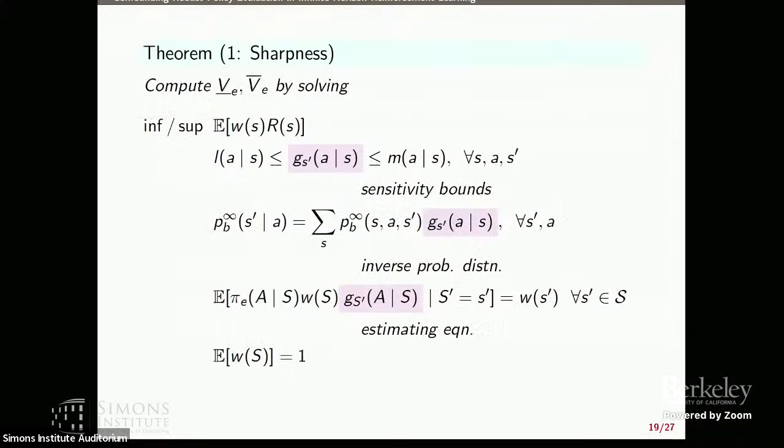set. Okay, so to put it all together, you can compute these upper and lower bounds by solving what is admittedly a hard non-convex quadratic program. You optimize over these G variables and the estimation variables W. You optimize over the sensitivity model, over the validity requirements that it's an inverse probability distribution, and you optimize over your partially identified estimating equation. So this is a kind of strange, robust bi-level problem. It's generically a non-convex quadratic program.